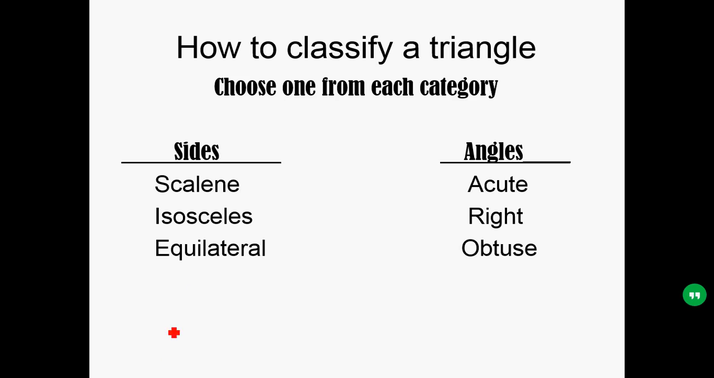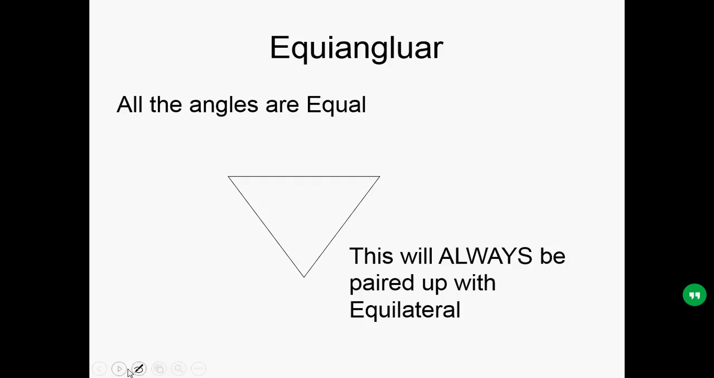So how do we classify triangles? By sides: scalene, isosceles, and equilateral. By angles: acute, right, and obtuse. There's also another name, called equiangular. A triangle is equiangular when all three of its angles are congruent to each other. An equiangular triangle will also be equilateral. Equilateral means all three of your sides are congruent. Equiangular means that all three of your angles are congruent.